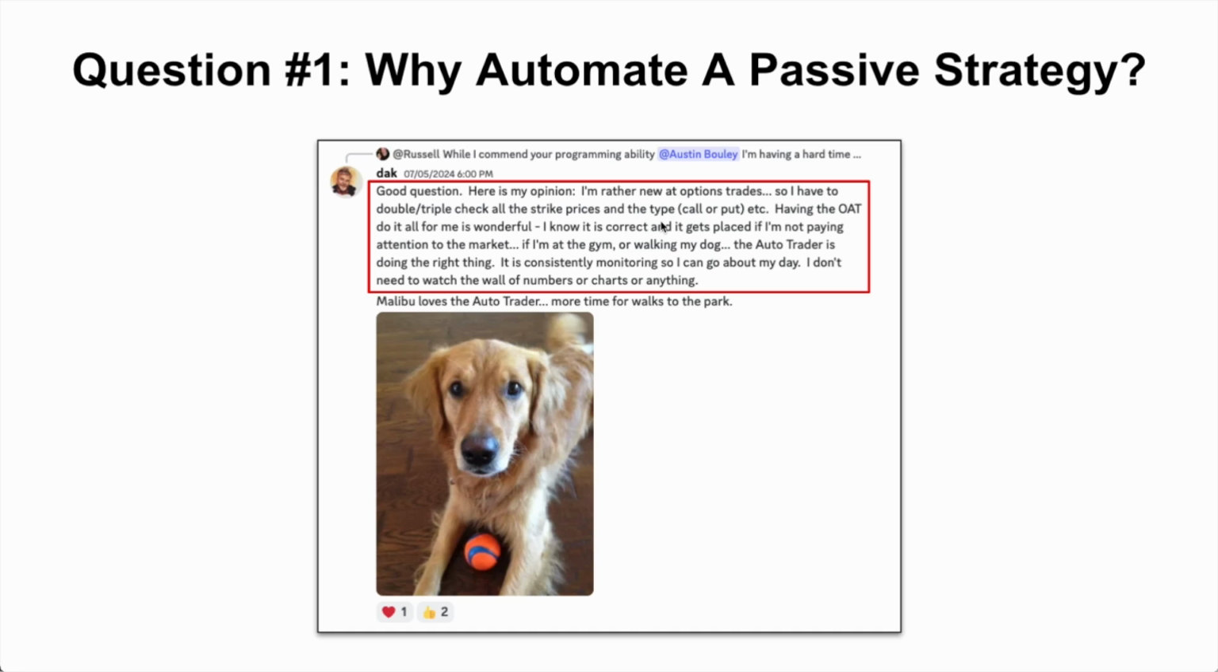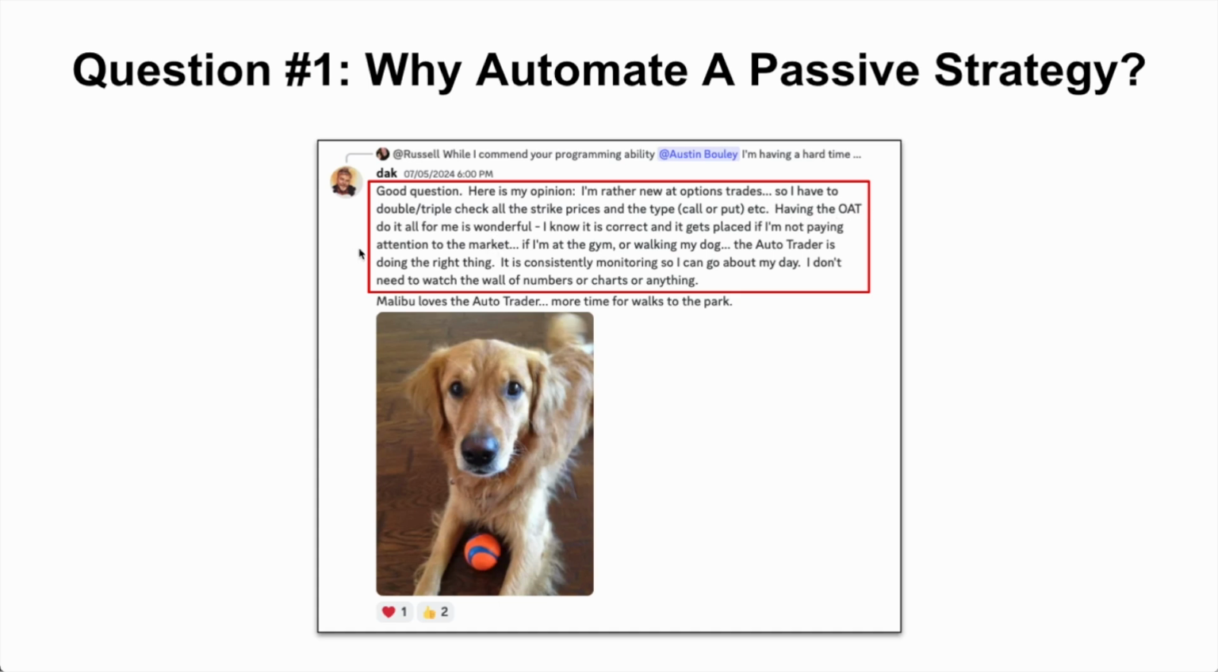Guys, if you're new to options, have you experienced this where you're like, okay, I see this huge options chain, but I don't exactly know what I'm reading or what I'm looking at. Like I see calls, puts, different strikes, different expirations, and you have to double and triple check, and it takes so much time just to make sure you're buying the right option. And if you don't, you could actually lose thousands, right? And so that's what he's saying here.